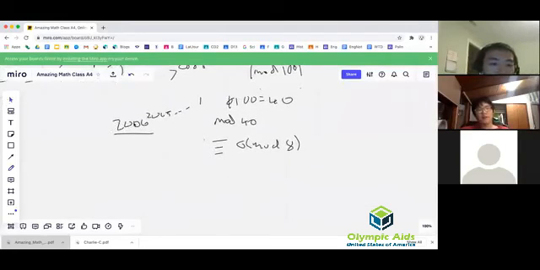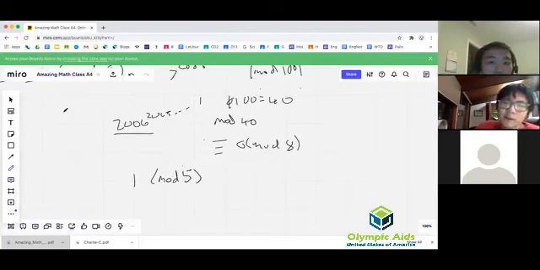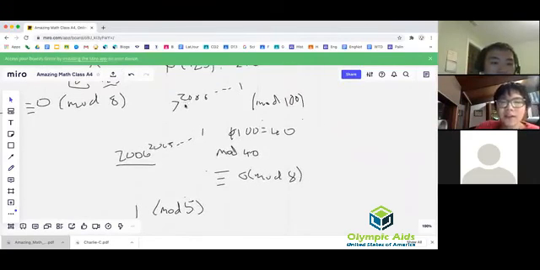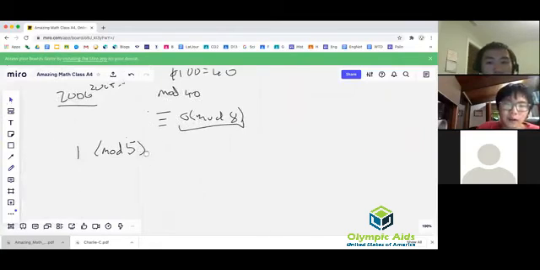Well, 2006 mod 5 is obviously 1, because 2005 is divisible by 5, and 1 to the anything is just 1. So this is just 1 mod 5, right? Now it'd be tempting to just plug the 1 back in here, but we need to remember that's also 0 mod 8, so we need to find this expression mod 40.